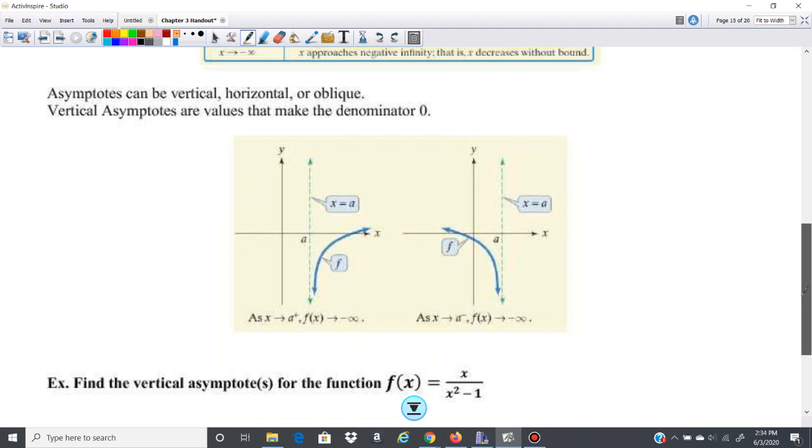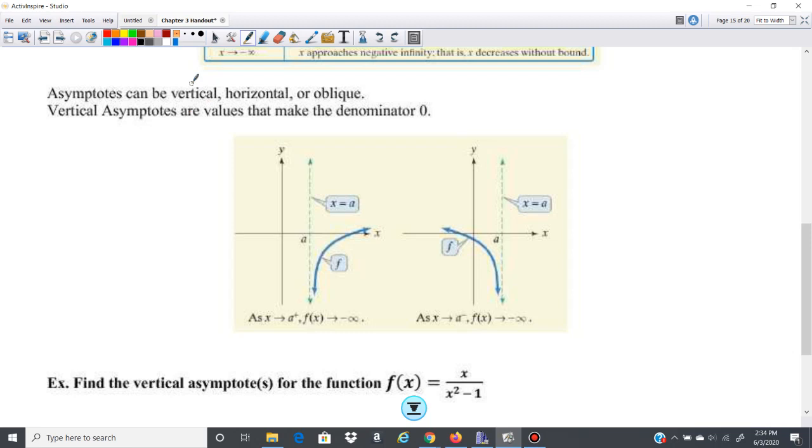Okay, and that's just an example here. So you have this vertical asymptote. X is approaching from the right side, approaching that vertical line. Okay, and the graph itself is approaching negative infinity, without bound.